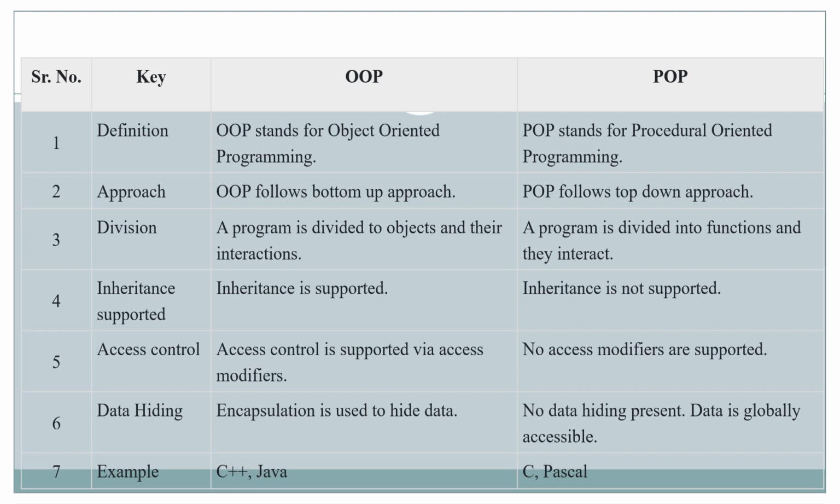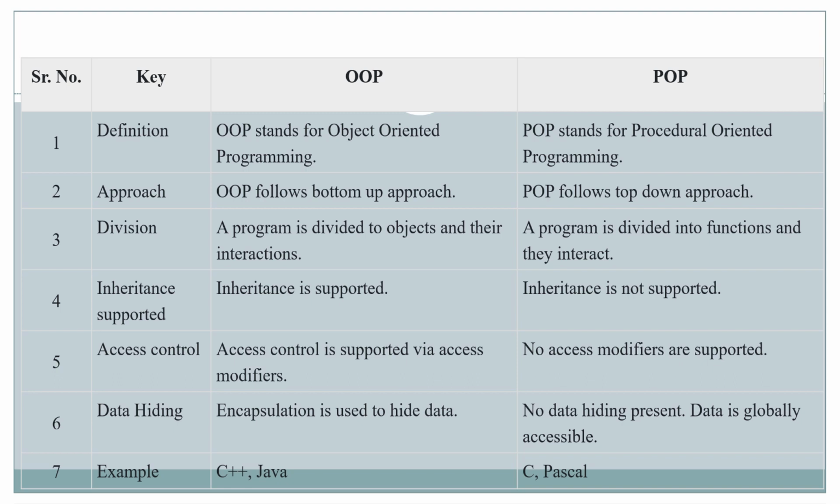Main functionality means every program execution must start with the main function. So that is based on the main function, the bottom-up approach and also the top-down approach. The third key is the division. In object oriented programming, the large program is divided into objects and their interactions. In procedural oriented programming, the large program is divided into functions, and they also interact.